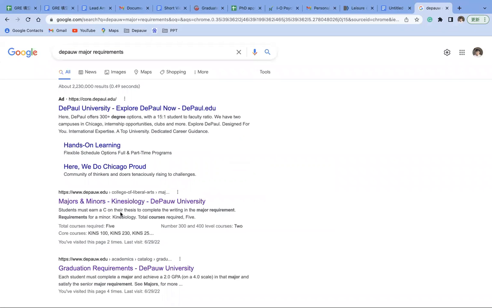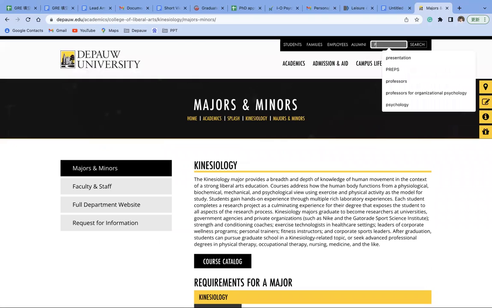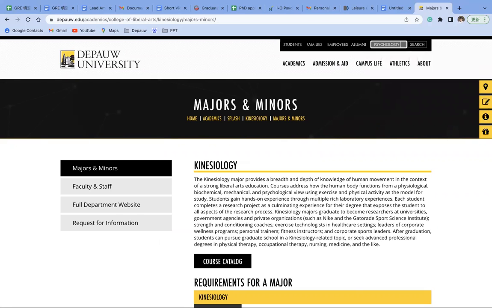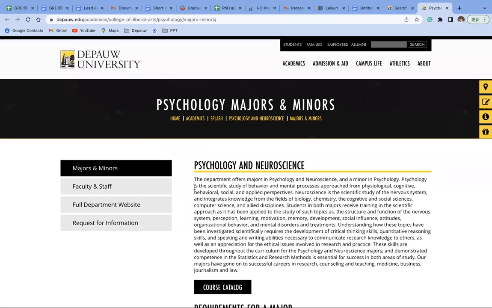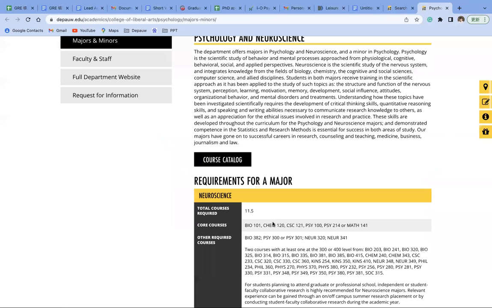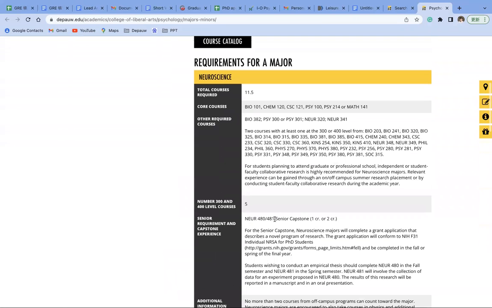For example, if you're looking at majors and minors, my major is psychology, so you find the psychology major requirements, the psychology majors and minors page here. Psychology and neuroscience are combined into one department. And we can see information about how many courses you need to take and what kind of courses you need to take to fulfill your major requirement.